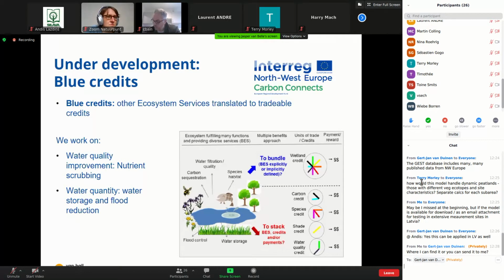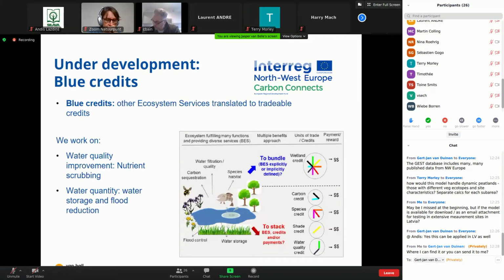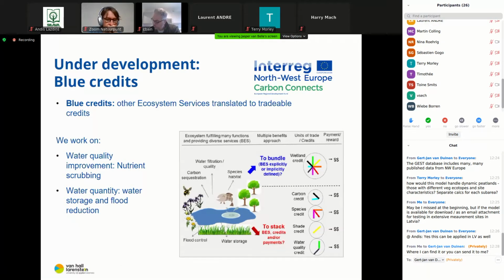The picture on the right shows that if you want to include these additional ecosystem services, you need to figure out or decide whether you want to do an explicit or implicit combination of ecosystem services. I'll not be going into that right now, but what we are working on right now is water quality improvements. So that's the nutrient scrubbing from polluted cultures, and the water quantity effects. So water storage for dry times and flood reduction during very wet times.